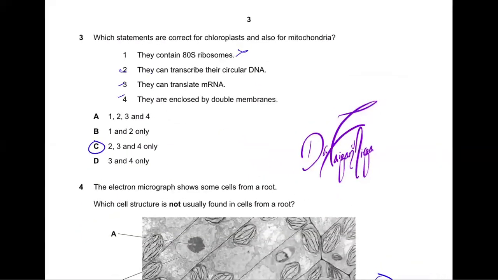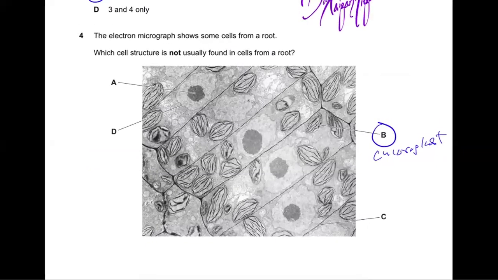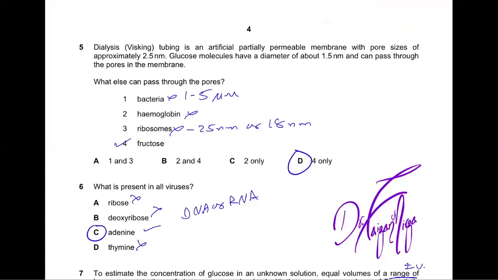Which statements are correct for chloroplast and/or for mitochondria? All the options provided to us are correct except for 80S ribosomes because they have 70S ribosomes. The electron micrograph of some root cells is shown. If it's a root cell, the root cell cannot have chloroplasts. So which cell structure is not usually in the root? Chloroplasts are only in the mesophyll cells, which are palisade and spongy, or the guard cell. Otherwise, chloroplasts are not present.